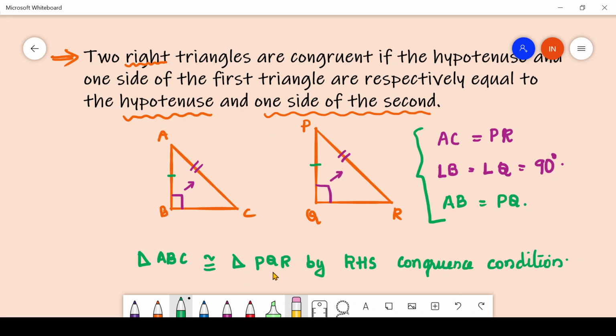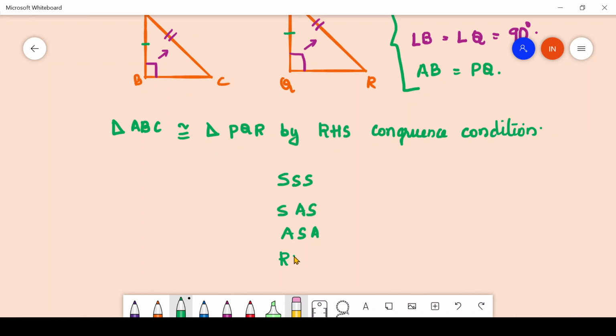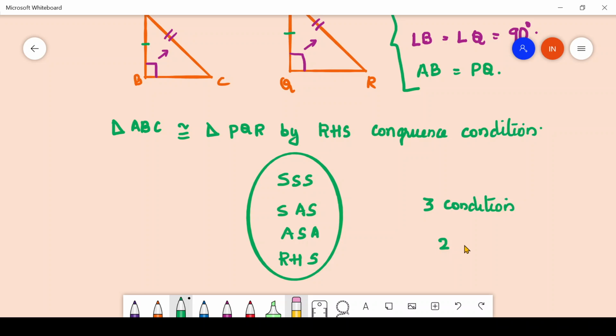So I hope this much is clear for you. We have seen that three conditions are required to prove two triangles are congruent. That is the main thing you have to understand from this. And we have learned four different types of conditions to prove two triangles are congruent. Which all are they? Yes, SSS congruence, then SAS, next is ASA, and the last one we have learned is the RHS congruence rule, right? All these are very important and easy to learn as well. Always remember, three conditions are required to prove two triangles are congruent. This is very important.